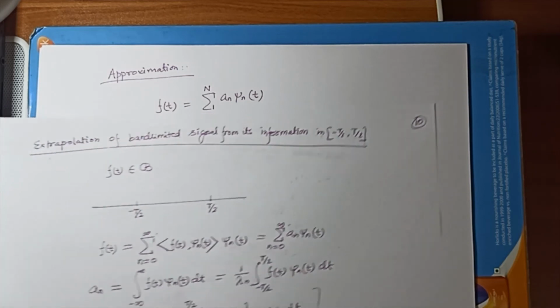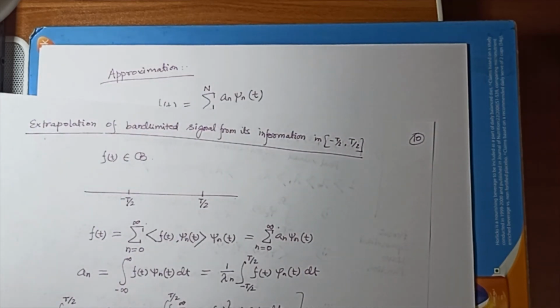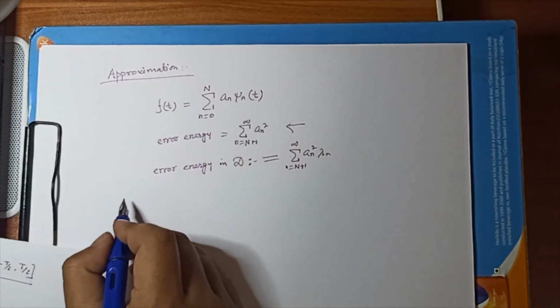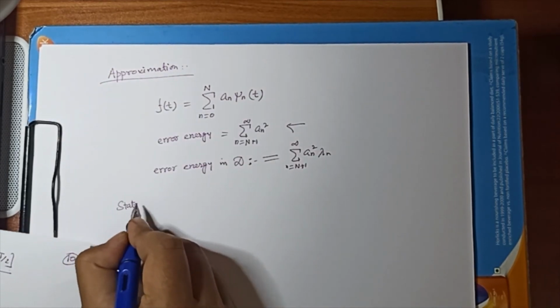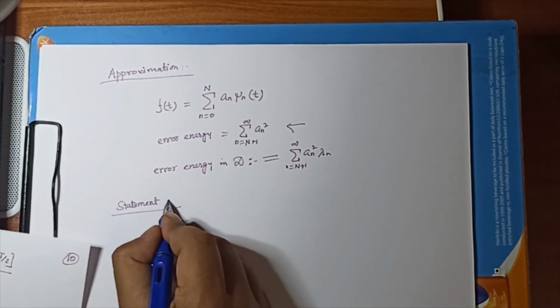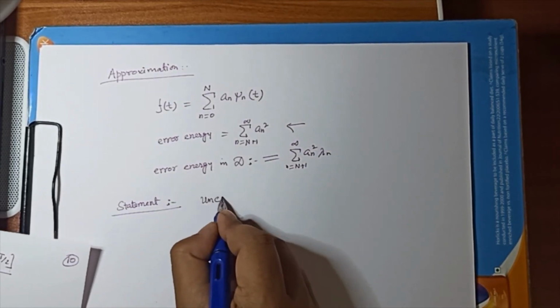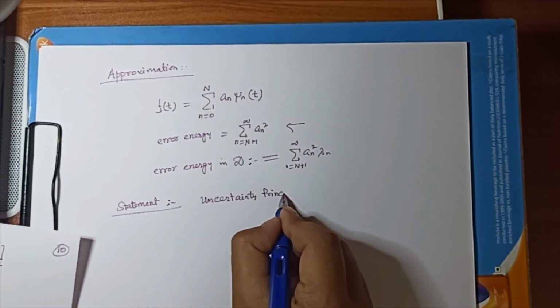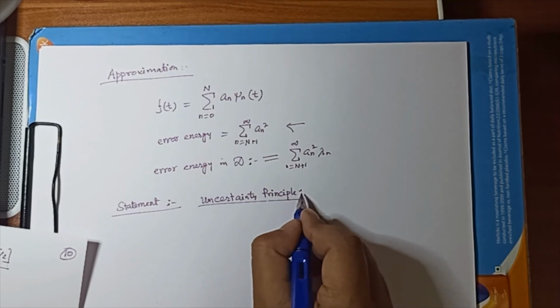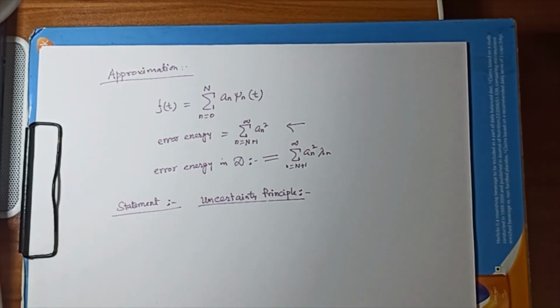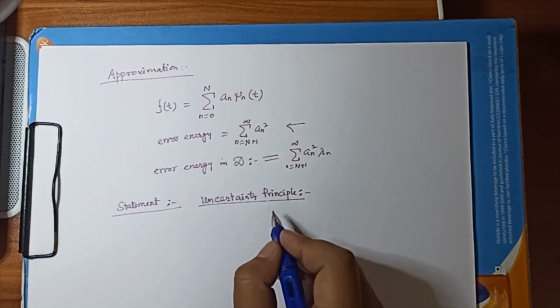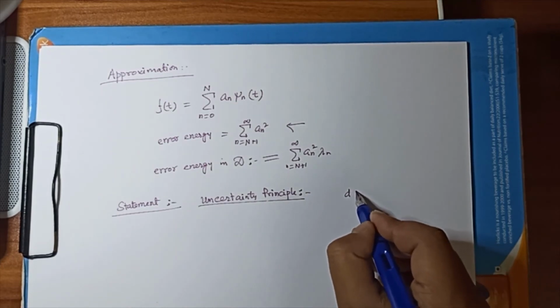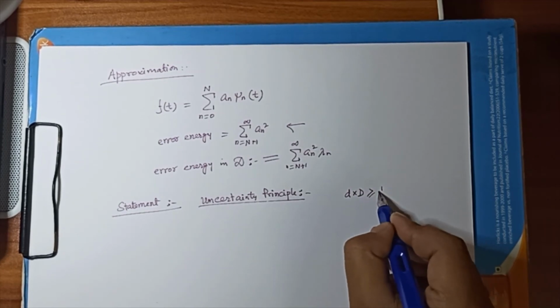This Prolate spheroidal wave function has multiple applications. For example, I'm not going to prove it, but I'm just stating it: a statement of the uncertainty principle as well. The uncertainty principle tells us that you cannot have simultaneous concentration of a time signal and its Fourier transform, the corresponding spectrum. So it says that d into d is greater than or equal to half at least.